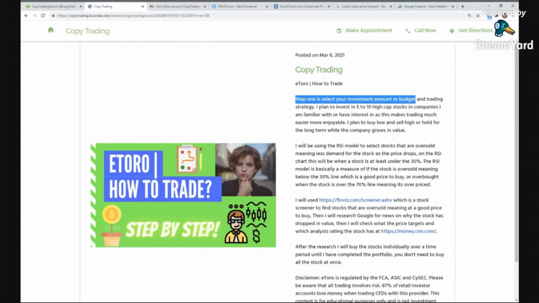So, and select your trading strategy. My trading strategy for this account will be long-term trading with some percentage of swing trading depending on prices. But I plan to keep no more than 10 stocks in this portfolio. So if I find a good price in a stock, or a stock goes way up by 20%, I might sell it and then buy a new stock. Okay. So I plan to invest in 5 to 10 high cap stocks.